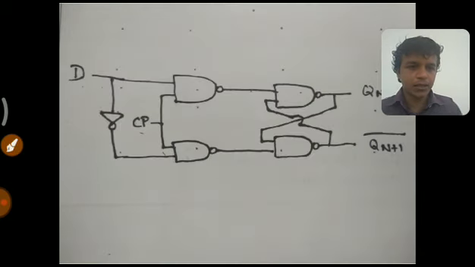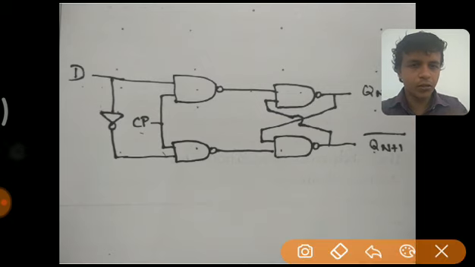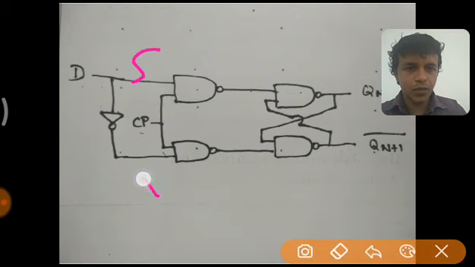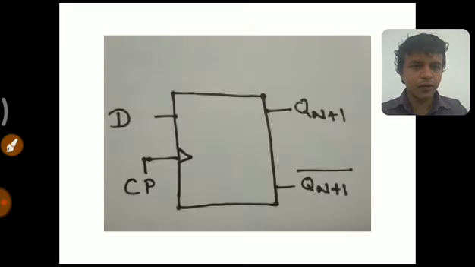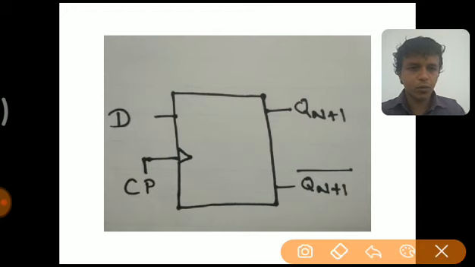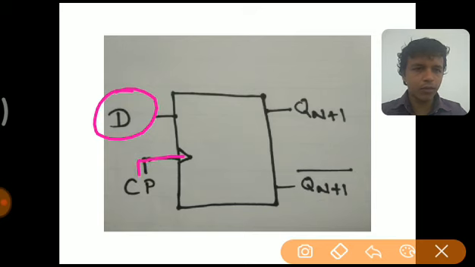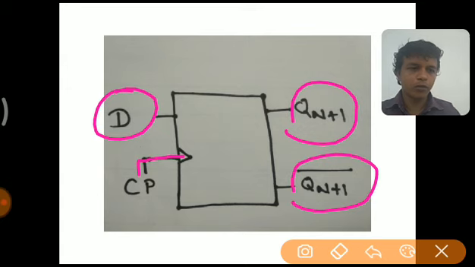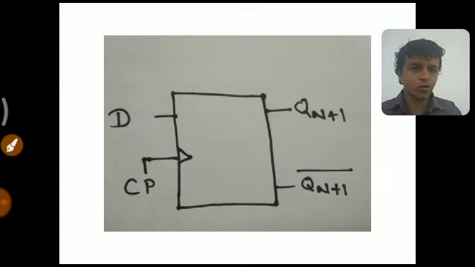And here is the circuit of D flip-flop. It is similar to SR flip-flop. So S was here, R was here, both are combined together using a NOT gate, as I mentioned earlier. So this is regarding the circuit of D flip-flop. Now this is the symbolic representation of D flip-flop. Since only one input is here, D, that is D. Another activating signal is the clock pulse. This is the output Q of n plus 1. This is the complement of output, Q of n plus 1 bar.